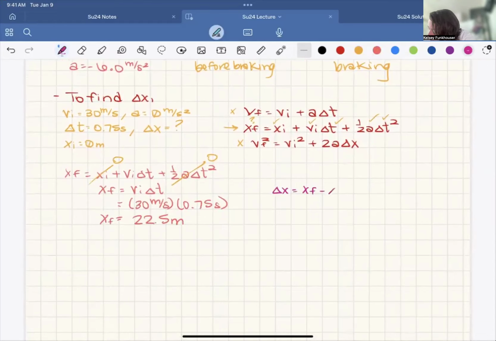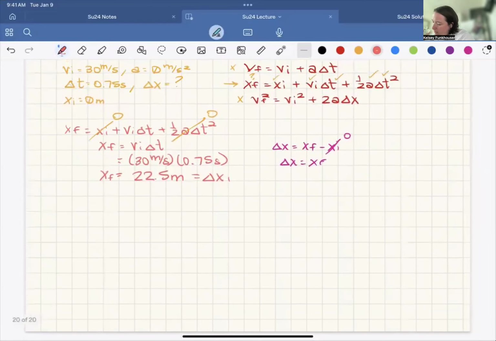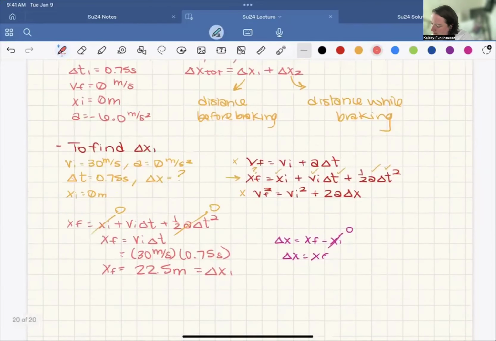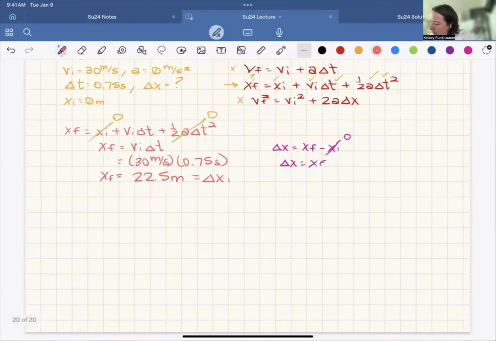And remember, keep this in a different color. Displacement is final minus initial. If our initial is 0, then displacement equals the final position. So this is also displacement 1. Okay, cool. We have that part. That's only kind of half of what we want. So now let's do the next part. There's some room to get started anyway.